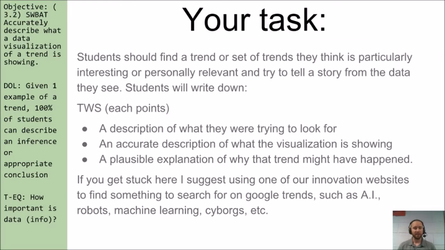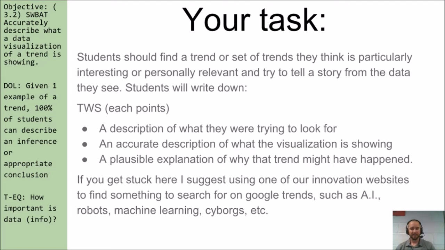And here they are. This is the bottom of the activity guide. It says students should find a trend or set of trends they think is particularly interesting or personally relevant and try to tell a story from the data you're seeing, okay? You'll write down as Think Write Shares, 1, 2, 3. 1, a description of what you were trying to look for when you typed that into the search trend. 2, an accurate description of what the visualization is showing. 3, a plausible explanation of why that trend might happen.